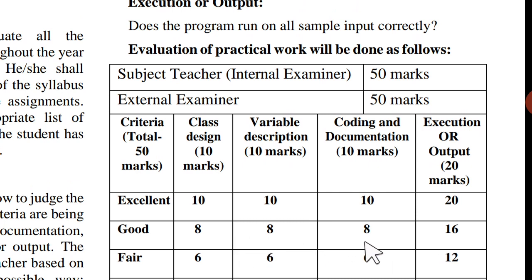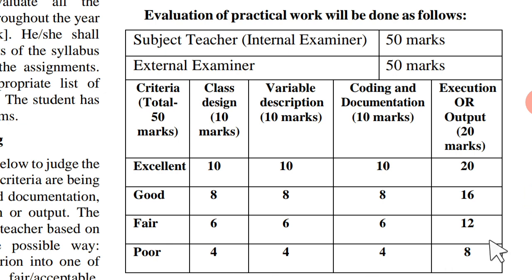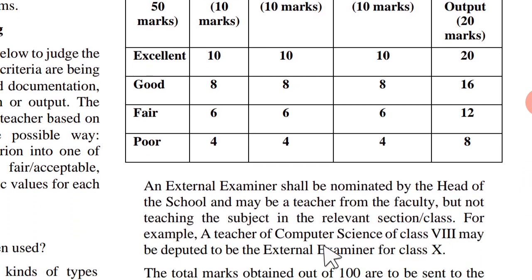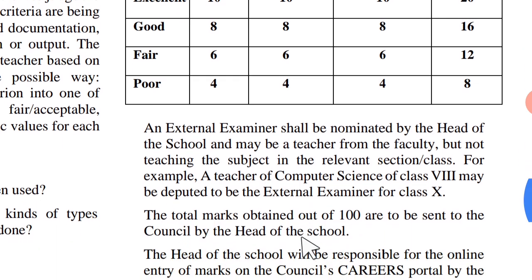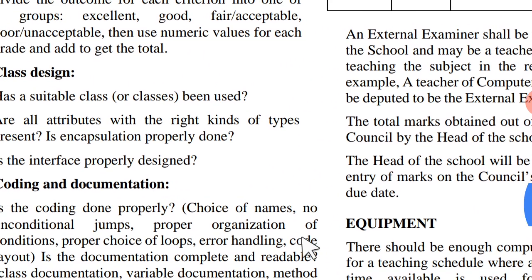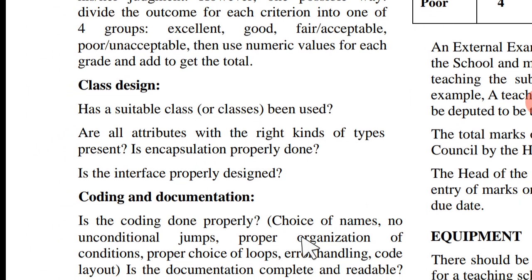So for excellent, these are the marks, full marks. For good, 16 marks. For fair, 12 marks. For poor, 8 marks. So they have given here the minimum 8 marks. Alright. Okay, now after that, an external examiner shall be nominated by the head of the school and all. So that is meant for the school. Your job is to do whatever has been discussed in this video. Alright, read with your syllabus and how you have to design your assignment for the internal assessment, and then the examiner will assess your work.